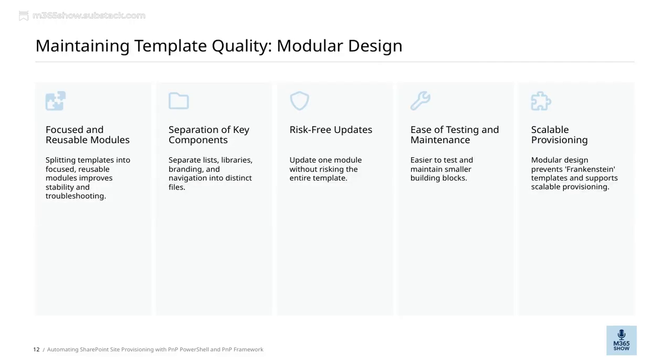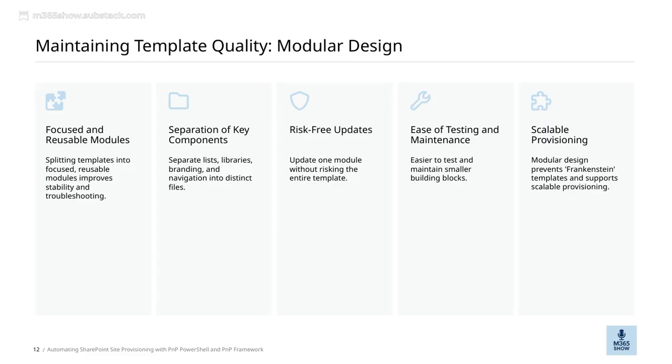Let's talk about how modular design helps us maintain high quality in our templates. First, by breaking down templates into smaller, focused building blocks, we make it much easier to test and maintain each part individually. This approach allows us to identify issues faster and ensure everything works smoothly before combining everything into a bigger picture. Scalability is a key benefit here as well.